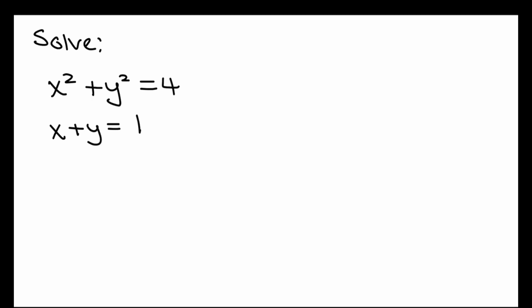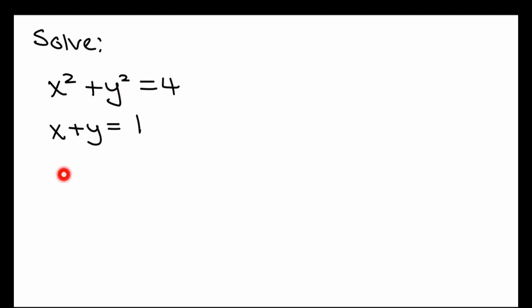Let's take a look at another example. We want to solve x squared plus y squared equals 4 and x plus y equals 1. This time, I'm going to go straight to the substitution method. And the reason is, when we're solving by hand, graphing really isn't going to give us an accurate solution.